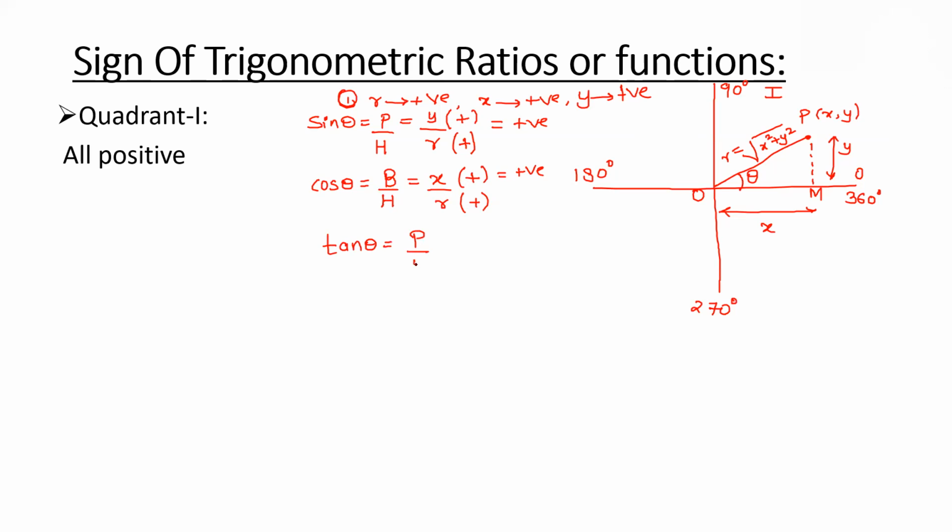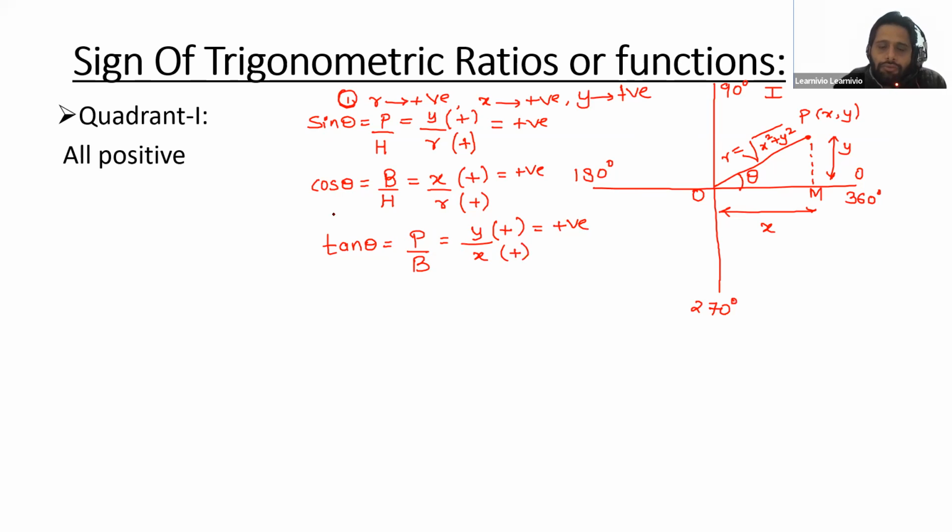So tan theta is perpendicular by base. Now Hutvika, what is a perpendicular? Y. Very good. What's the base? X. Very good. Y is positive or negative? Positive. What is X? Positive. So this is equal to positive. That means in the first quadrant, sine, cos, and tan, these three are positive.